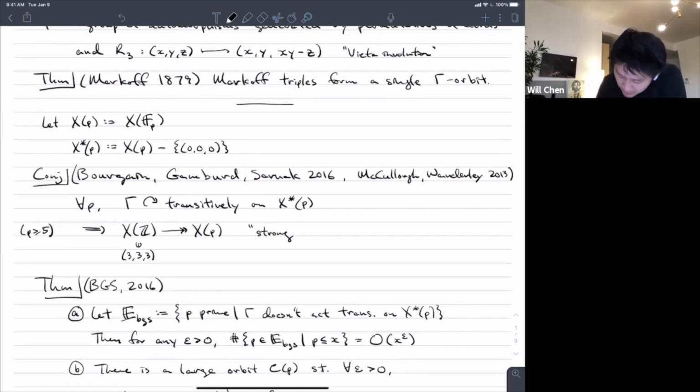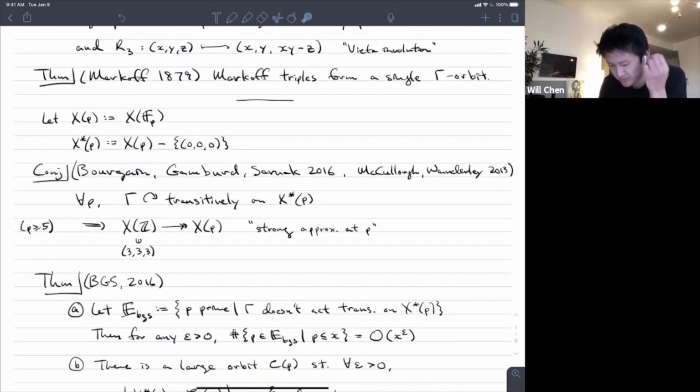5. Okay, and so following Bourgain, Gamburd, and Sarnak, they call this strong approximation at p. I should also mention that there's a generalization of this conjecture, which was posed by McCullough and Wanderley in 2013. I think both of them are low-dimensional topologists, and they posed a conjecture totally group theoretically. In particular, their conjectures include as a special case this conjecture, and their conjecture was more in relation to the so-called T systems that we briefly discussed before the talk.